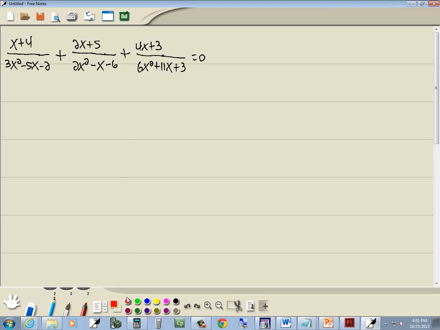Okay, step 1. I want to factor all of our denominators. All of these are key number problems, and the reason why is because they're all x squared, x, no x, and there's a number in front of the x squared. So let's factor these over on the side. We've got 3x² − 5x − 2.